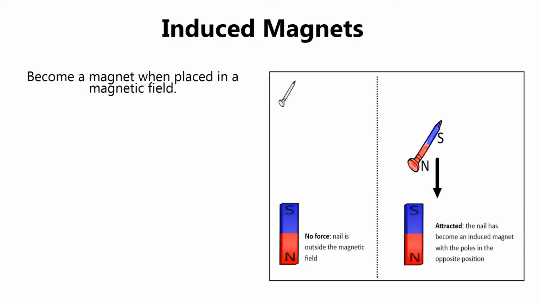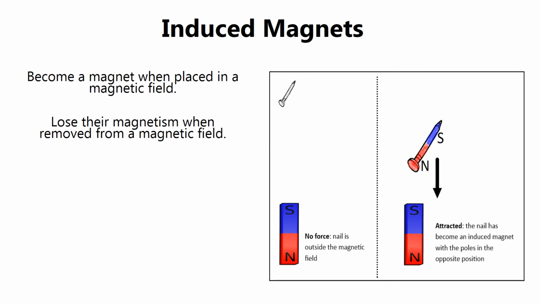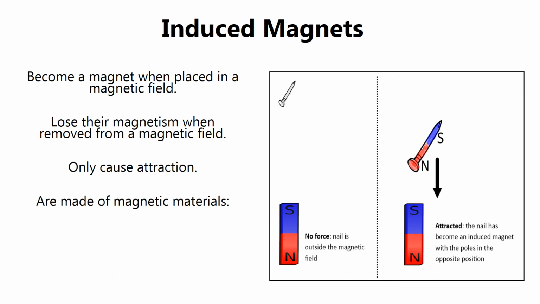So, induced magnets become a magnet when placed in a magnetic field. They lose their magnetism when removed from the magnetic field. They only cause attraction. They don't cause repulsion. And they're made of magnetic materials: iron, nickel, cobalt and steel. I always remember that as sink. Okay, my kitchen sink, obviously that's poorly spelt with a C, is magnetic.